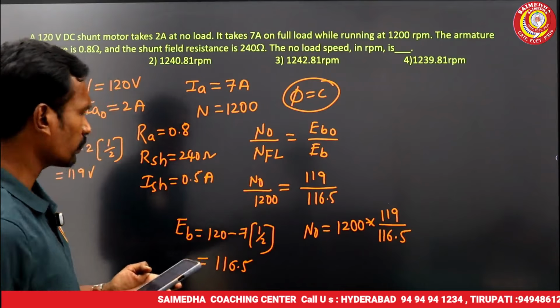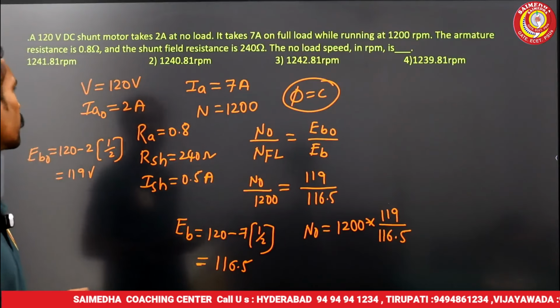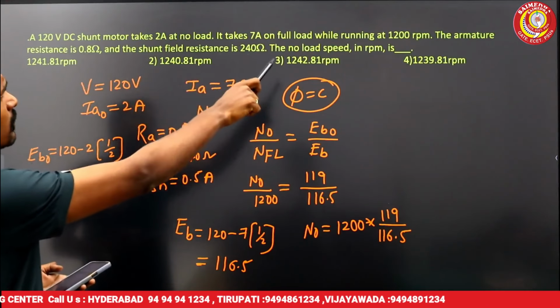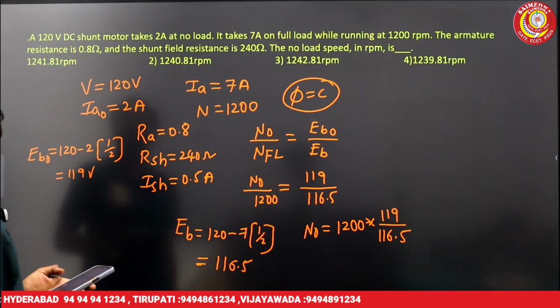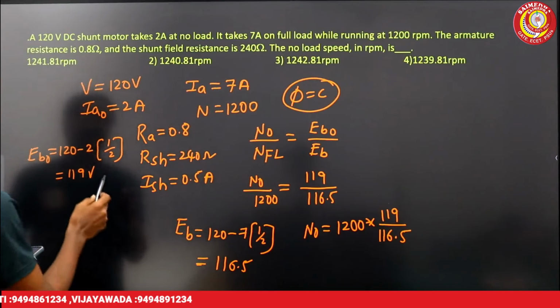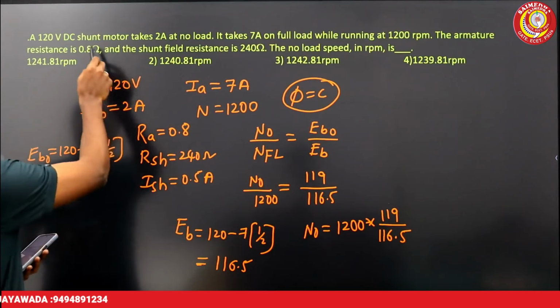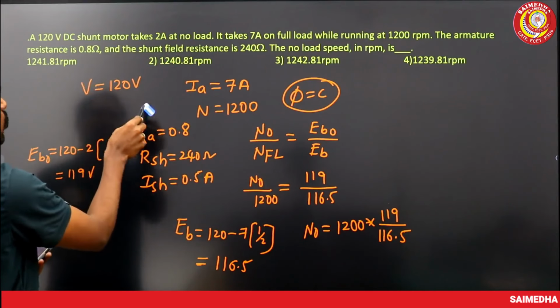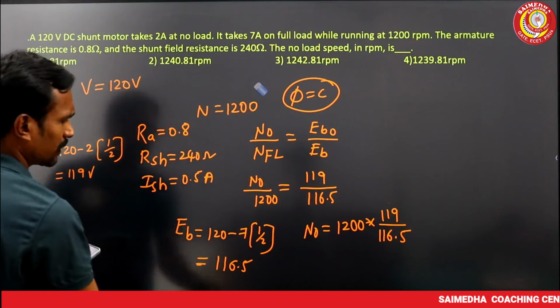1225. Where is the mistake? Is it 120 volts, 2 amperes? Yes. Where is the mistake? The armature current is here. It takes 2 amperes at no load, 7 amperes at full load.